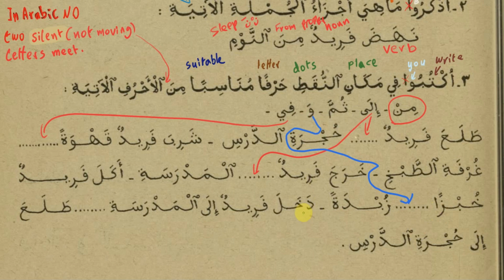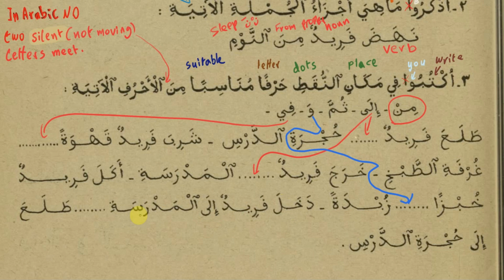و. دخل فريد إلى المدرسة blank. طلع إلى حجرة الدرس. So we know from the text that in this sentence, you should have the meaning letter here that connects this sentence here with this one here. So دخل فريد إلى المدرسة. دخل, he entered. فريد entered. إلى المدرسة, to the school. فريد entered to the school. دخل فريد. So فريد entered the school.